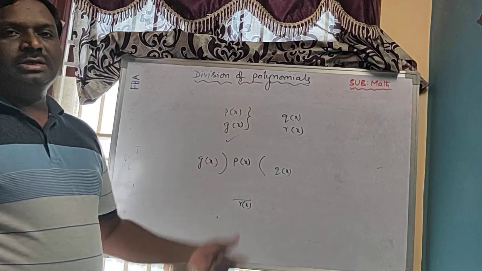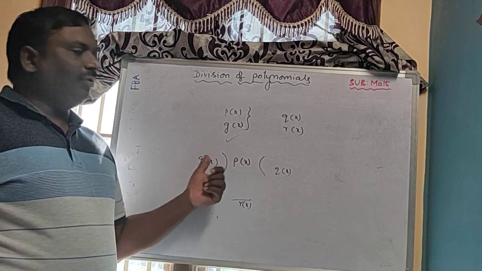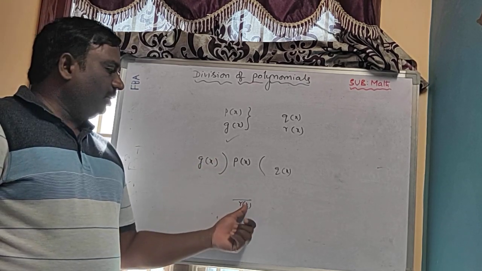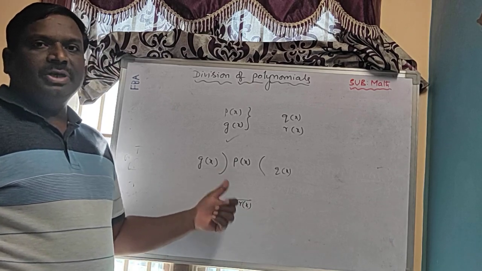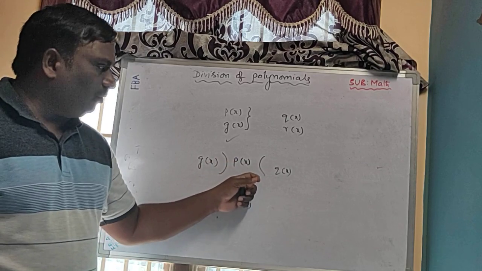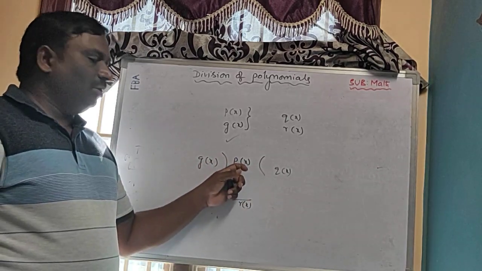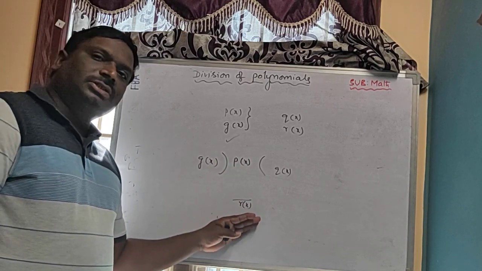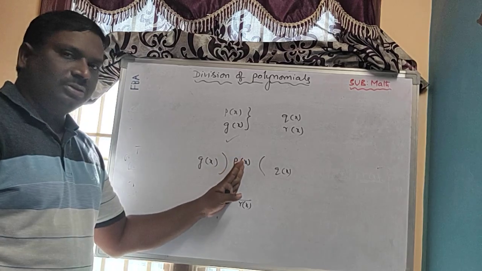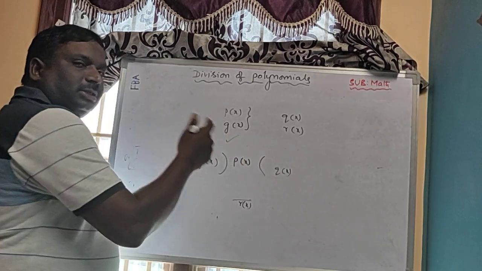And the second model is to check whether g of x is a factor of p of x or not. How can we say whether g of x is a factor of p of x or not? By the remainder we can say. It depends upon the remainder. When the remainder is 0, then g of x is a factor of p of x. When the remainder is not equal to 0, then g of x is not a factor of p of x. So that is the second model.